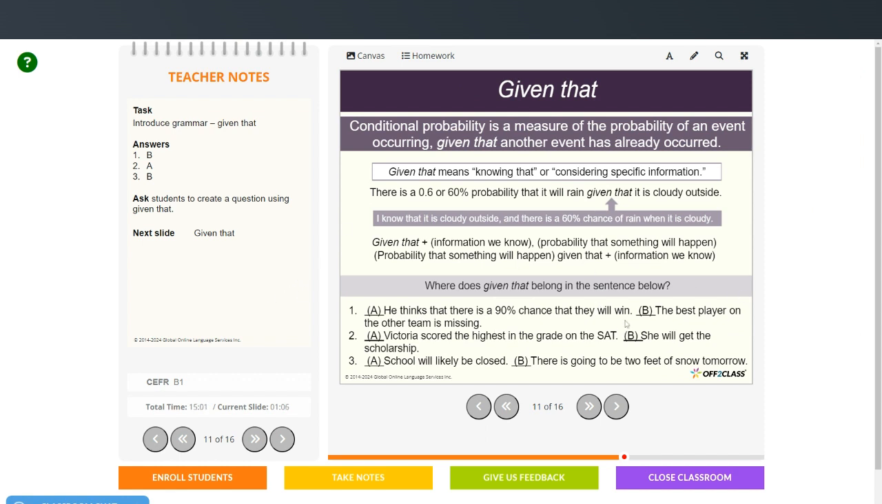All right, so here they're saying that the given that goes in position B. So he thinks that there is a 90% chance that they will win, given that the best player on the other team is missing. In number 2, given that goes in the A position. Given that Victoria scored the highest grade on the SAT, she will get the scholarship. And number 3, the given that goes in position B. School will likely be closed given that there is going to be 2 feet of snow tomorrow.